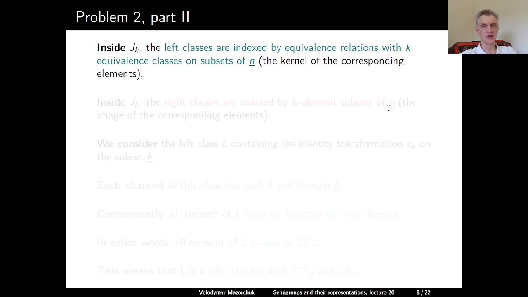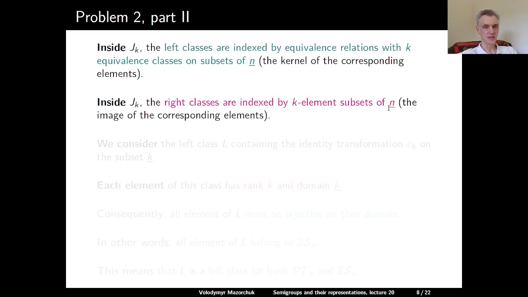This corresponds to the kernel of the element which the corresponding left class contains. So note that we work here with partially defined maps, so they are defined on some subset of n underlined, and then the kernel of the corresponding map is an equivalence relation on this subset. And the right classes inside J_k are indexed by k-element subsets of n underlined, and this naturally corresponds to the image of the element inside J_k.